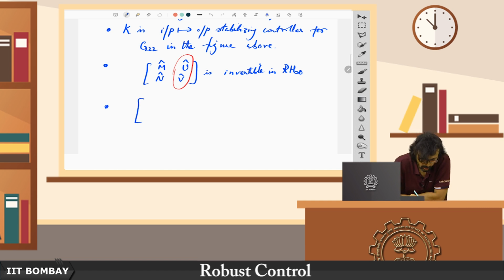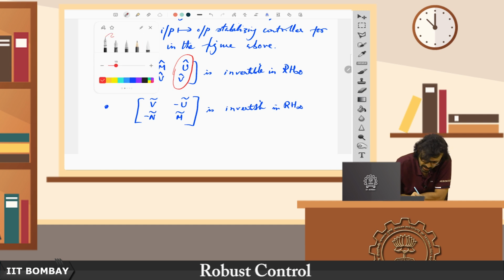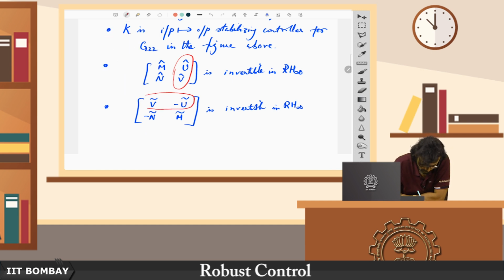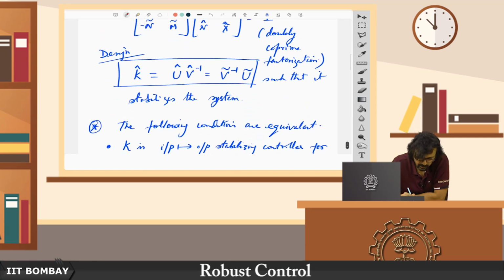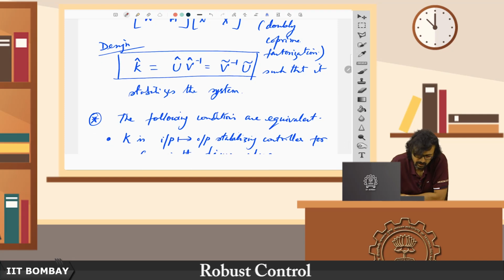So, if you are interested in the left coprime factorization of the controller, then you better meet this condition. So, this V tilde, minus U tilde, and minus N tilde, M tilde. Again here the M tilde and N tilde will come from the plant itself. So, in this case what we shall be looking to design are these V tilde and U tilde, right. Once we have designed this V tilde and U tilde to ensure that this particular thing is invertible in RH infinity, we would have the controller given by V tilde inverse times U tilde.